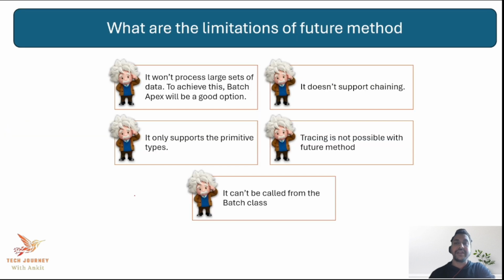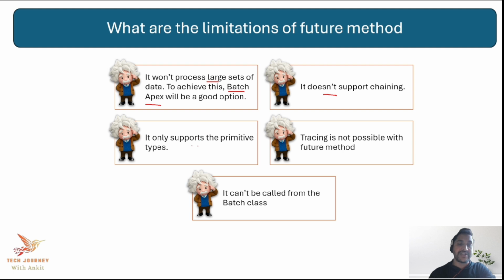Next one here is, what are the key limitations of future methods that you should keep in mind? First one here is, future methods are not something which you should use whenever you have to process a large set of records. To process a large set of records, Salesforce has a specific asynchronous Apex approach, that is the batch. So you should go for that option only. As I said, we cannot invoke one future method from another future method. So chaining is also not possible with the help of future methods.